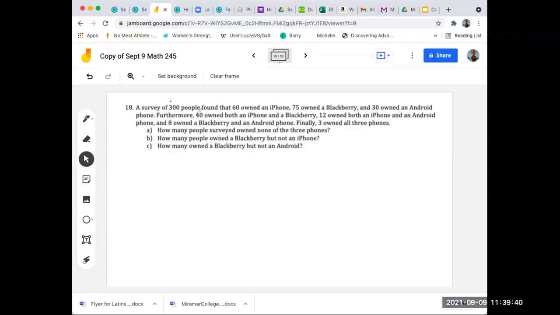So it says there's 300 people in total, 60 own an iPhone, 75 own the BlackBerry, and 30 own an Android. It says furthermore, 40 own both an iPhone and a BlackBerry. So out of the 60, some of them could also have a BlackBerry and some could also have an Android. So there will be people who have 3 phones. So 40 of those 60 also own a BlackBerry? Yes. Wouldn't this be a good Venn diagram problem?